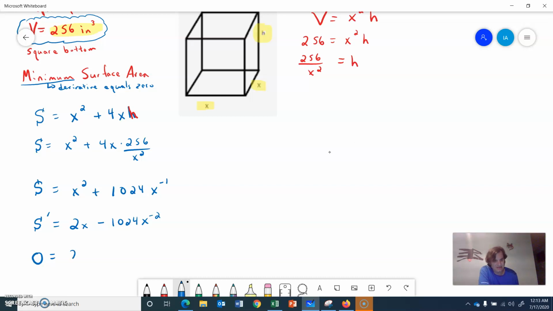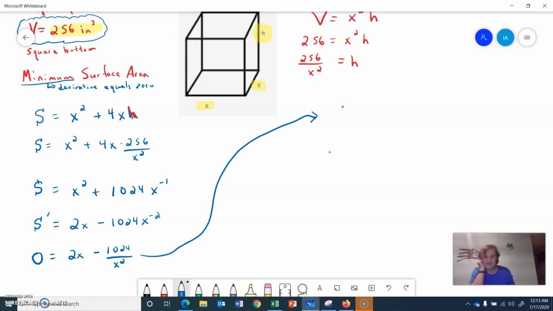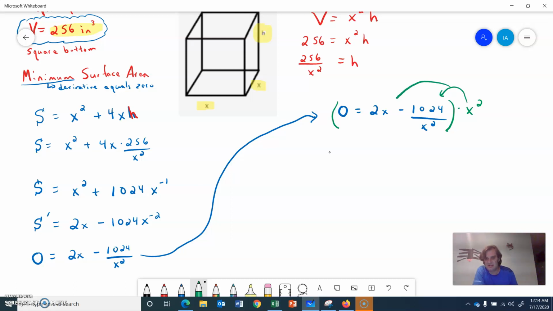So 0 equals 2x minus 1024 over x squared. So to kind of keep the problem on the same page, let's just pull it over to the side. So let's rewrite it again. And I like to teach that if you have a denominator in an equation, I like to multiply through by the denominators to get rid of them. So I'm going to multiply everything in this equation by x squared. That's something I'm introducing.